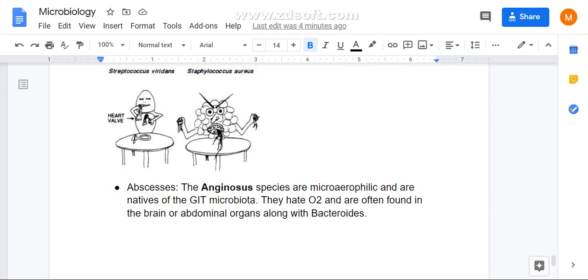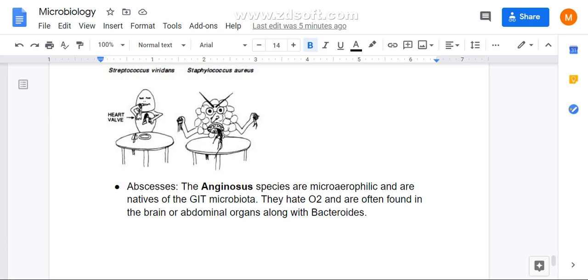The last disease that Strep Viridans causes is abscesses. This is more specific to the Anginosus species of Strep Viridans. The Anginosus species are microaerophilic and are natives of the GI tract. They hate oxygen and are often found in the brain or abdominal organs, along with other bacteria that hate oxygen, such as Bacteroides.